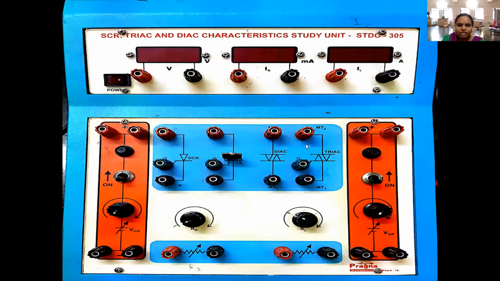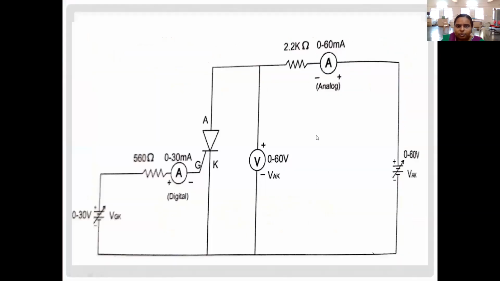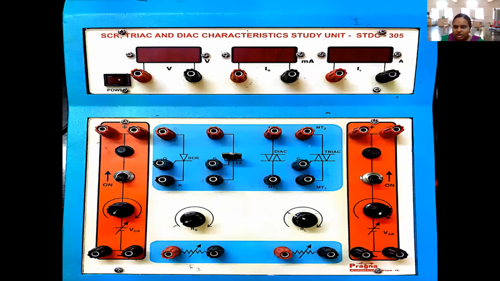The first connection, this is your VGK. This is your SCR. This is the anode terminal, gate terminal, cathode terminal. These are your resistances. What you have to take? This will be your 560, and this will be, what is the value? 2.2 K ohm. These two are the resistances, and this is your VAK, another terminal.